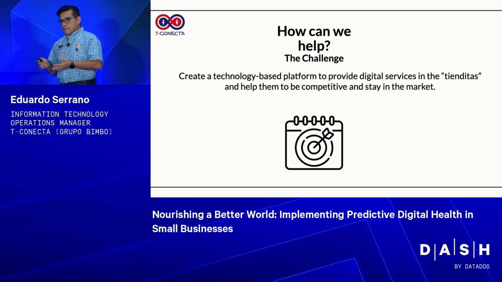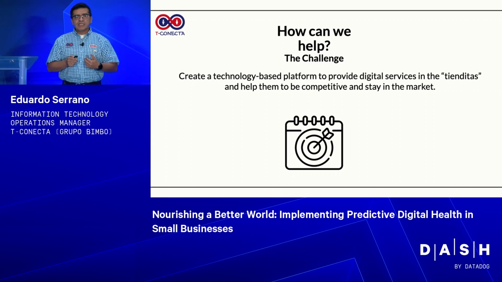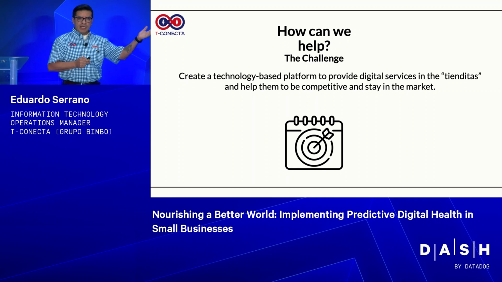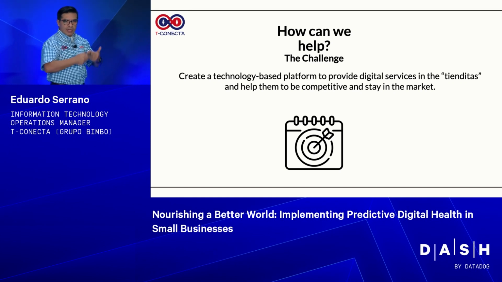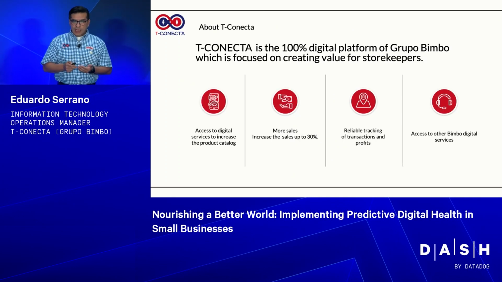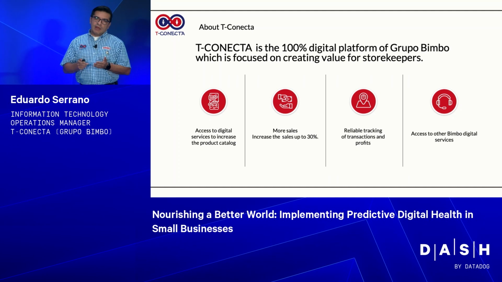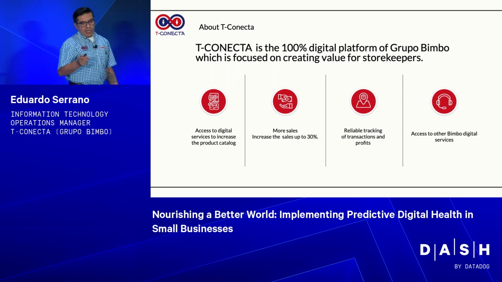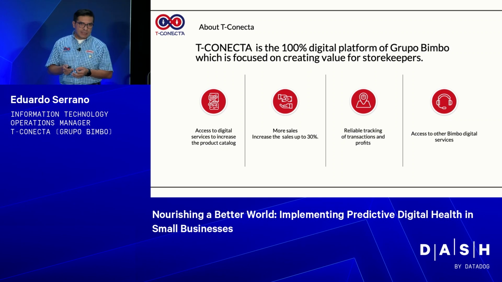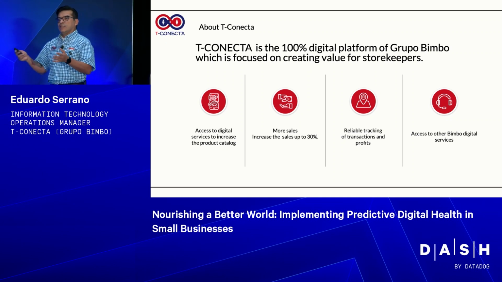So Grupo Bimbo acquired T-Conecta in 2018. T-Conecta was another company born in 2009, I think. But in 2018, Grupo Bimbo acquired the total of the company, and T-Conecta is now the 100% digital platform from Grupo Bimbo, which is focused on creating value for the storekeepers. How do we do this? Well, first, we give access to our digital services for these little stores in order to increase their service catalog.